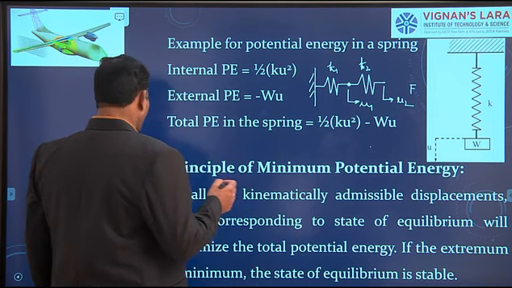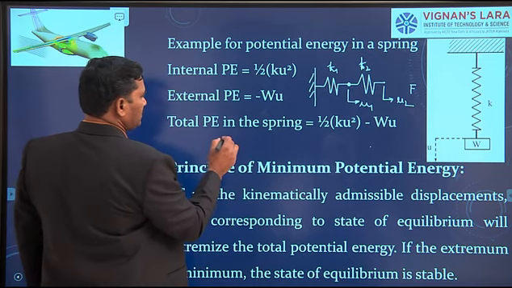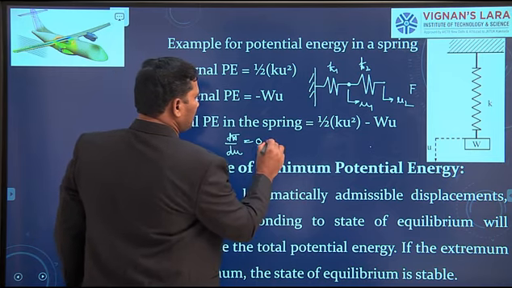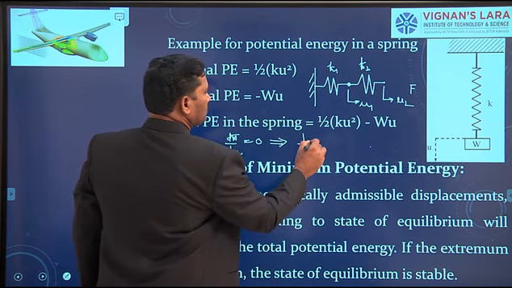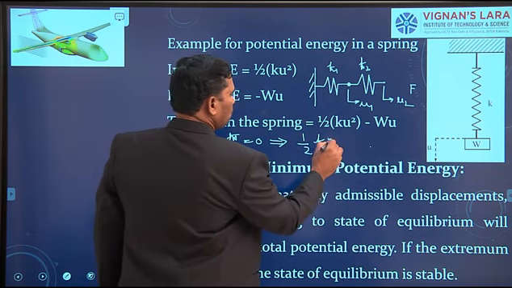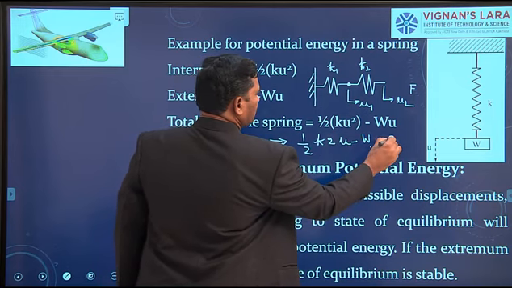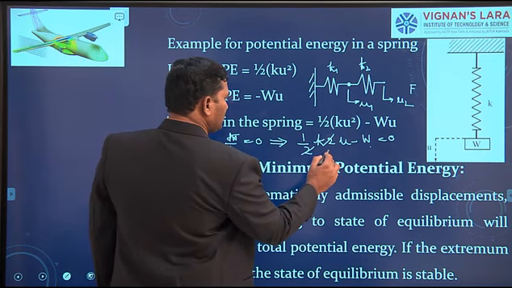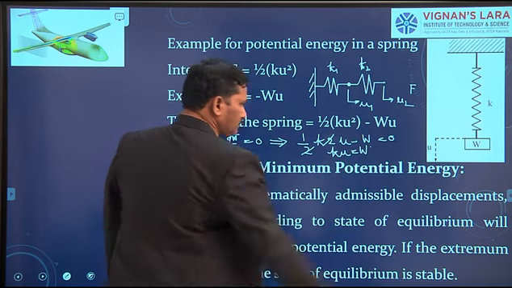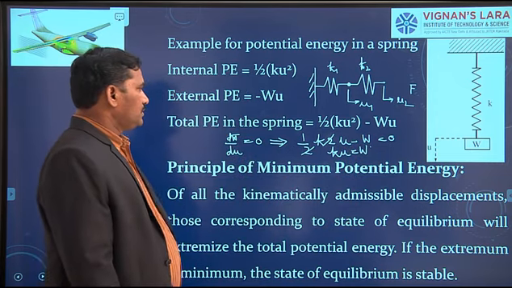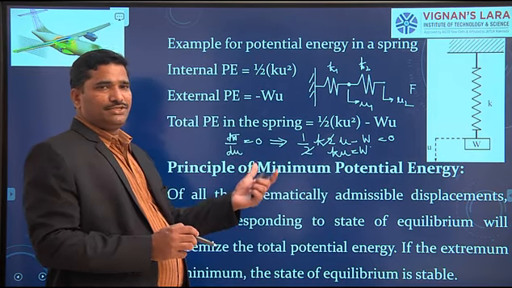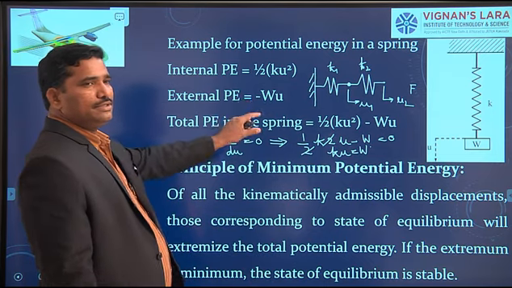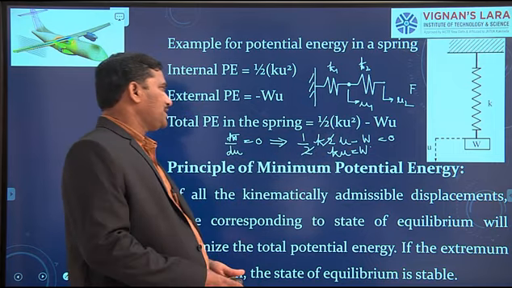So if I write here the expression d by du of pi equals 0, what do I get? This implies 1 by 2 into k, where k is the spring constant, into 2u minus w equals 0. So the 2 cancels, and what you get ultimately is ku equals w. What is k? It is the stiffness. u is the displacement. So you get the force displacement relation. When you extremize the total potential energy of this system, you get the force displacement relation.